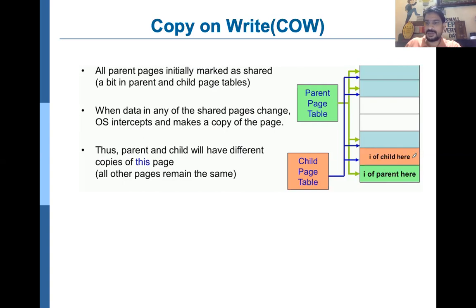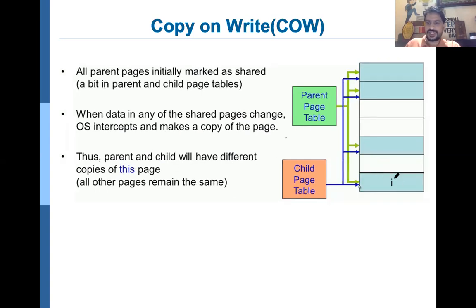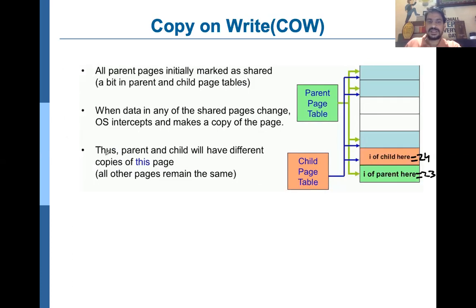Now here you can see that this is the copy of the child, and this is the copy of the parent. Because the child has done the modification from 23 to 24, here the I value is 24. Here the previous value has been kept, that is 23, right? So when data in any of the shared pages has been changed, the operating system intercepts and makes a copy of the page like this. Thus, the parent and the child will have different copies of this page.